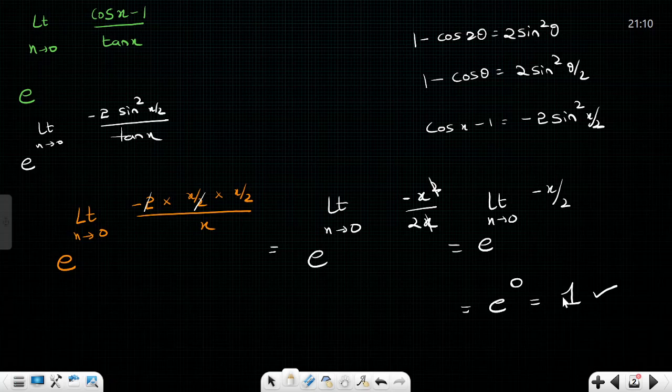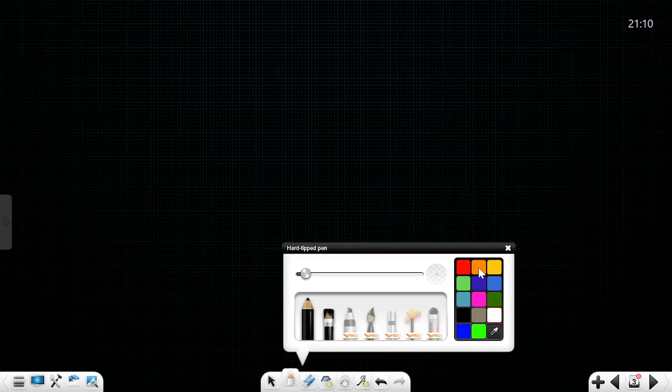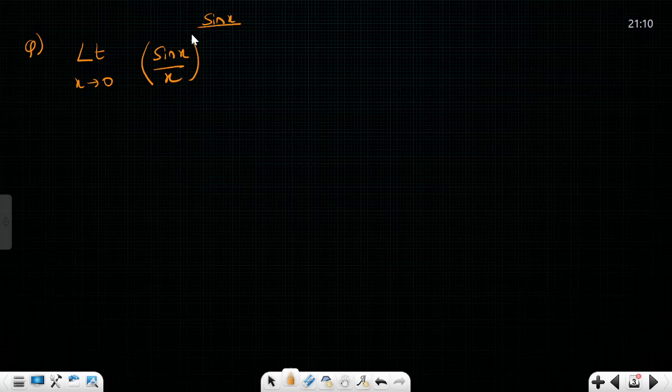Yes, sir. So this is how you solve that problem. Now let's go to the next problem. Please write down limit x tends to 0, sin x by x, whole power sin x by x minus sin x. Very simple question. Please note down the question: sin x by x power sin x by x minus sin x.